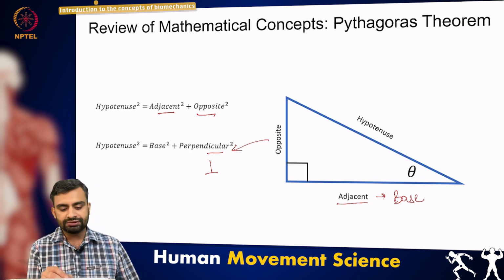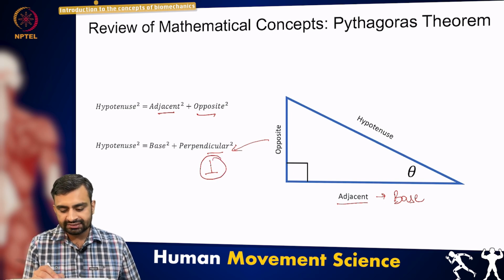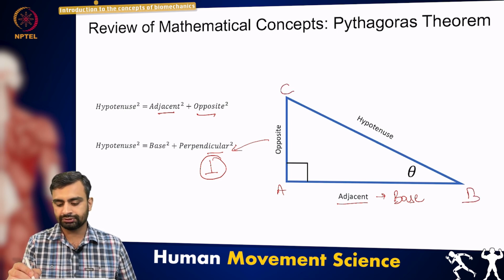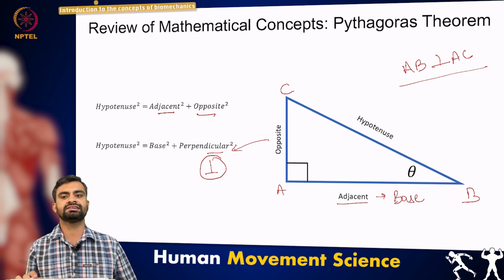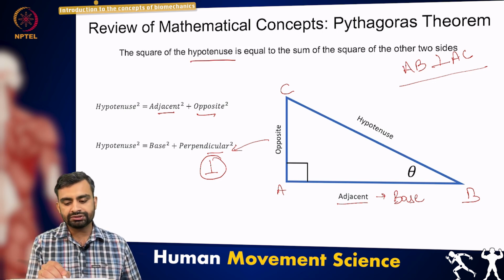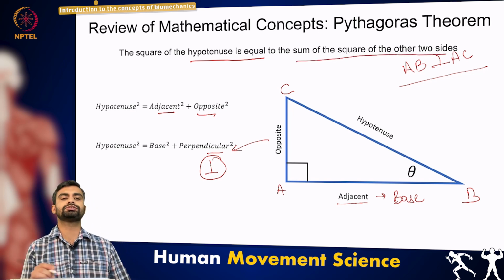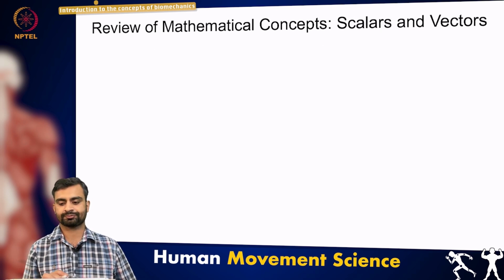Perpendicular is sometimes denoted by a horizontal and a vertical line. Whenever you see this sign, like if we say this is A, B and C, AB is perpendicular to AC. This is the general mathematical notation to understand this concept. So Pythagoras theorem: the square of the hypotenuse is equal to the sum of the squares of the other two sides. This principle is also very useful while performing a biomechanical analysis.